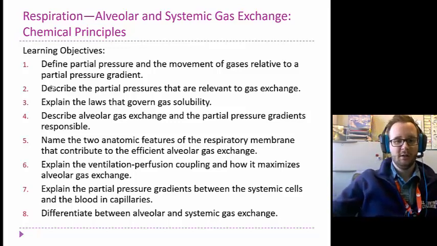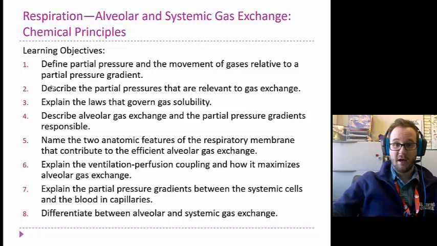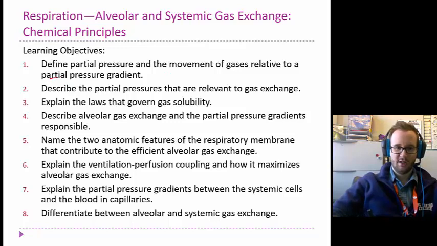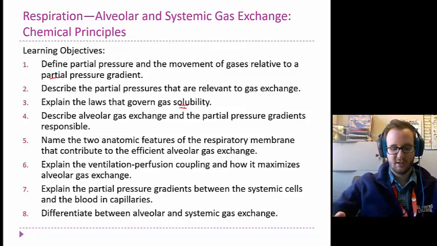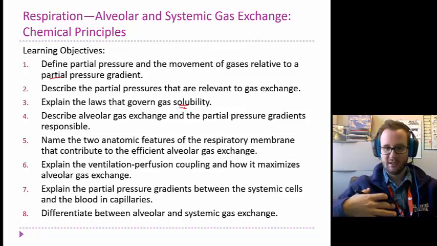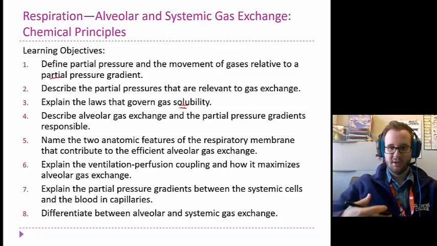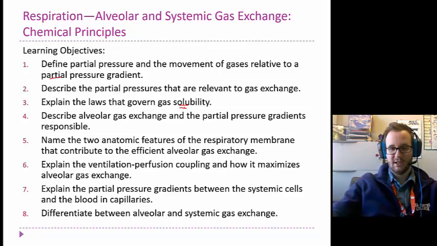Okay, so I'm going to talk a little bit more about alveolar and systemic gas exchange. We're going to talk about a couple gas laws: the gas law that is discussing partial pressure gradients, and the gas law that governs solubility of gases and fluids. This is going to be very important because it's going to cover how the gases enter our body, while some other gases simultaneously are escaping our body.